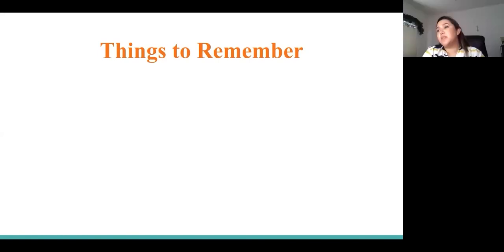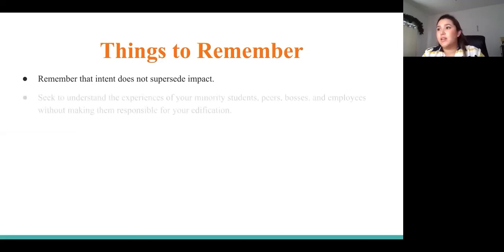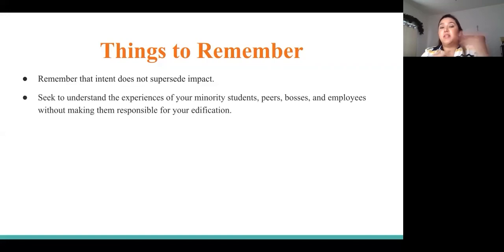Okay, now some things to remember. As an ally, and being faculty and in a position of power within our own UT institution, remember that the intent does not supersede impact. Therefore, just because you didn't mean something in a bad way doesn't make it okay that the person is upset by what you said. And also seek to understand the experiences of your minority students, peers, bosses, and employees without making them responsible for your edification.